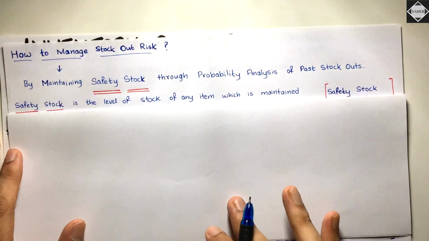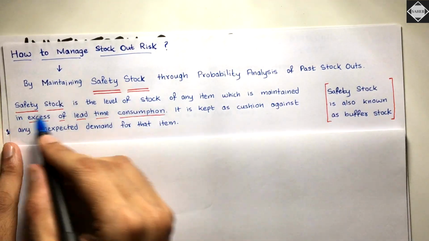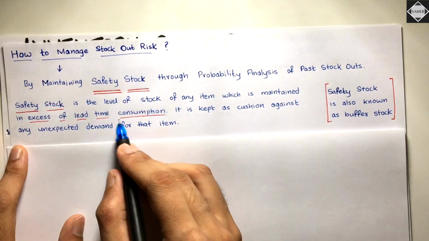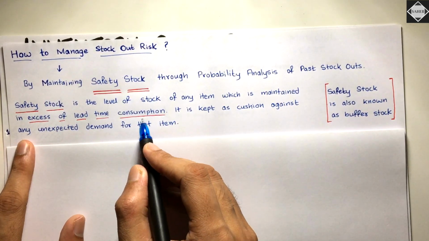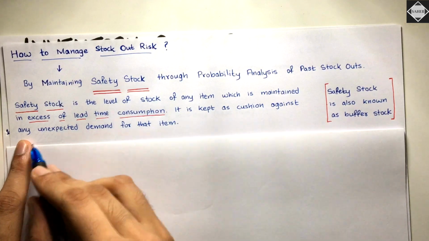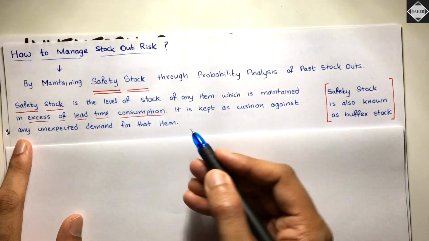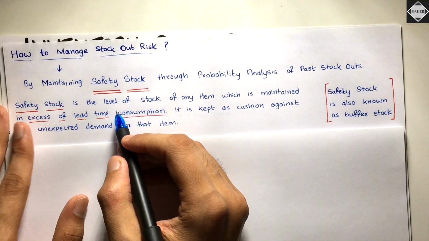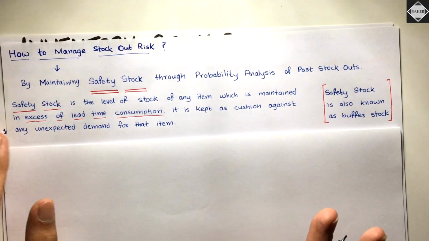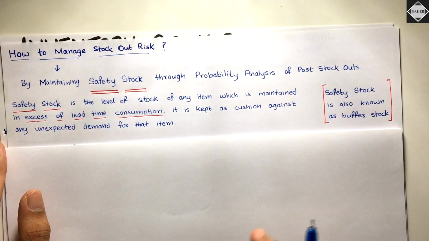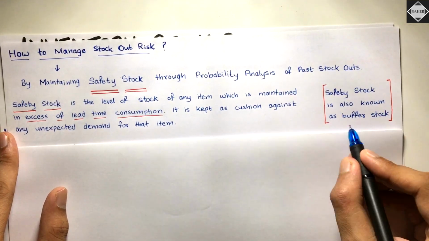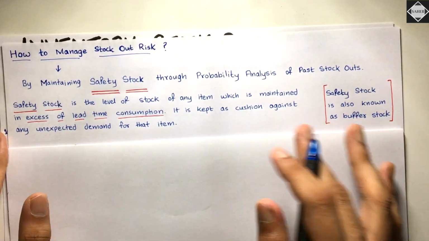Now what is this safety stock? It's really simple. Safety stock is the level of stock of any item which is maintained in excess of lead time consumption. It is kept as a cushion against any expected demand for that item. Safety stock level is nothing but just a minimum stock level only, and it is the extra stock that you keep. Safety stock is also known as buffer stock.